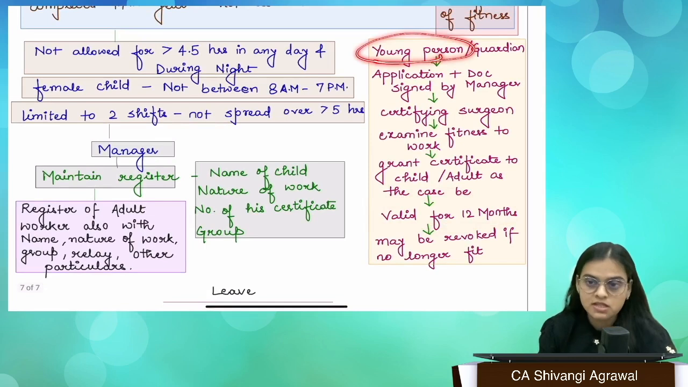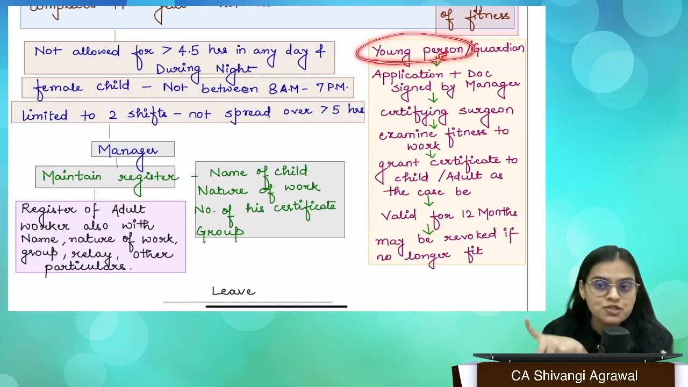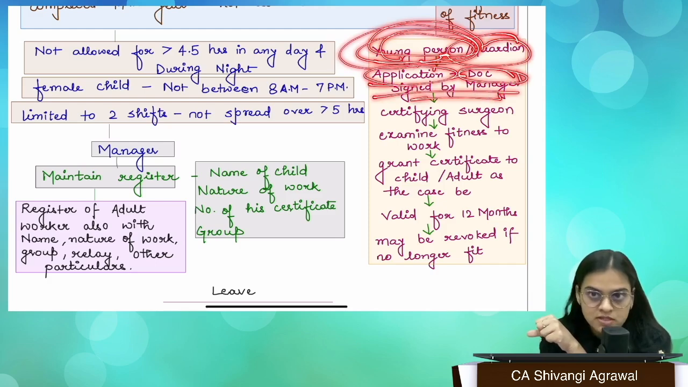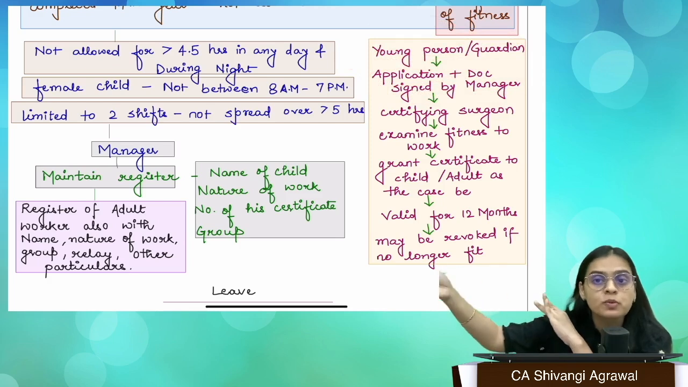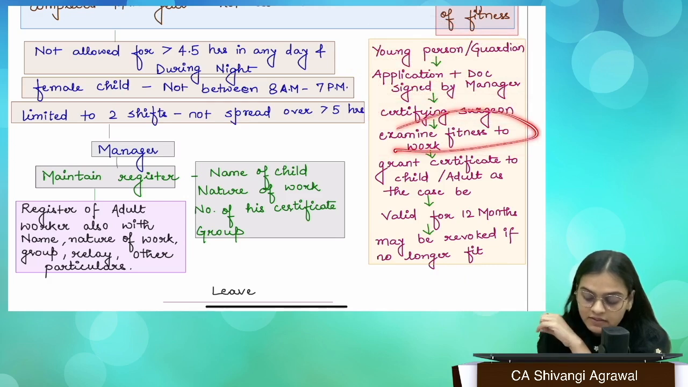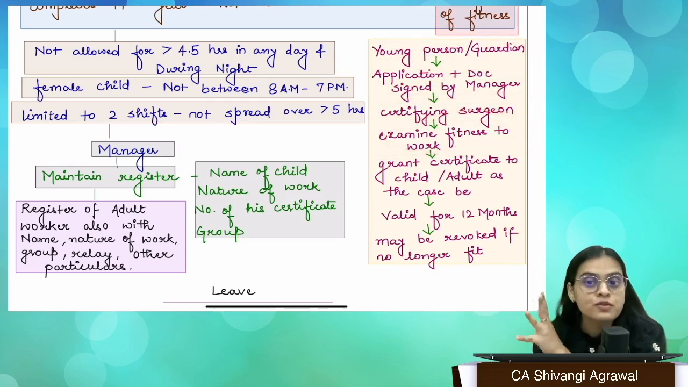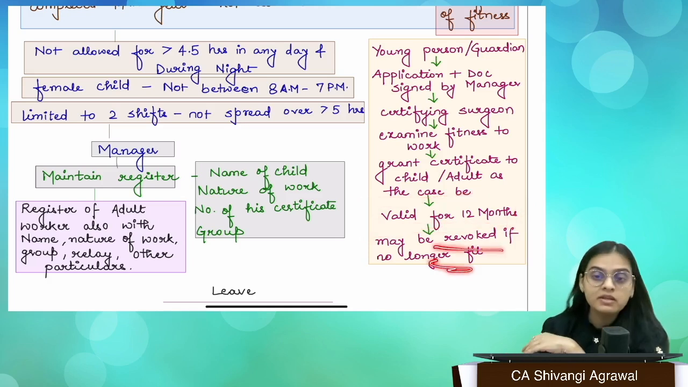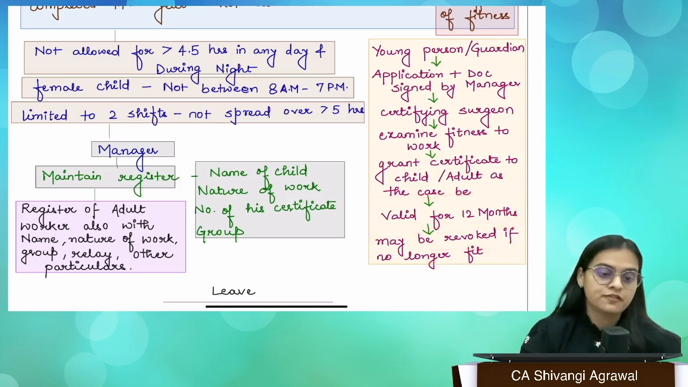So if you are a young person, that means a child under the age of 14 years is prohibited to work in a factory, right? And other than that, if you're a child or an adolescent, then you or your guardian will make an application with all the documents, which is going to be signed by the manager in which you're proposed to be appointed, right? And it will be sent to the certifying surgeon. He will examine you, to see whether you are fit enough to work or not, and thereafter grant you a certificate, which is going to be valid for 12 months, and it may be revoked if you're no longer fit.